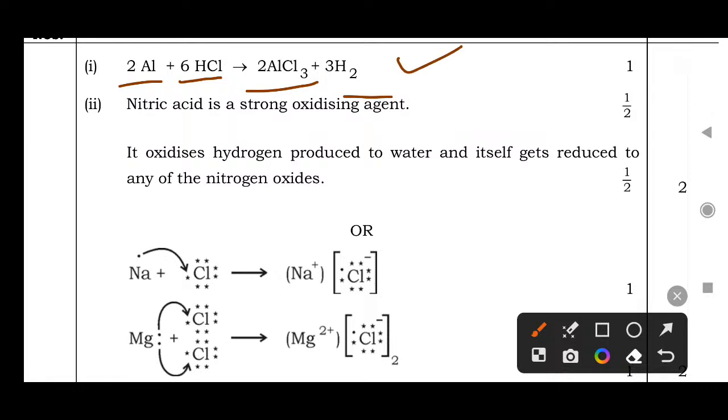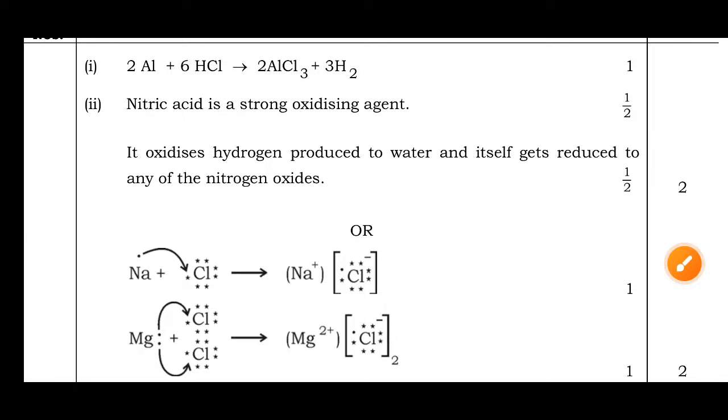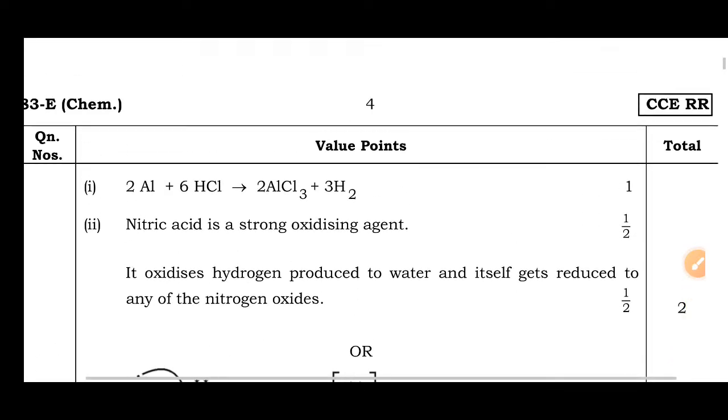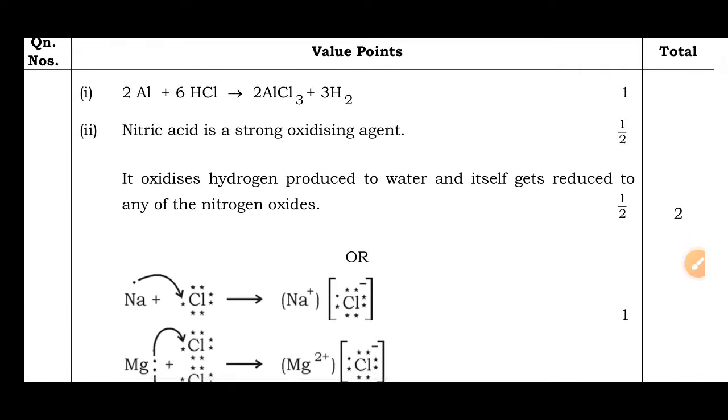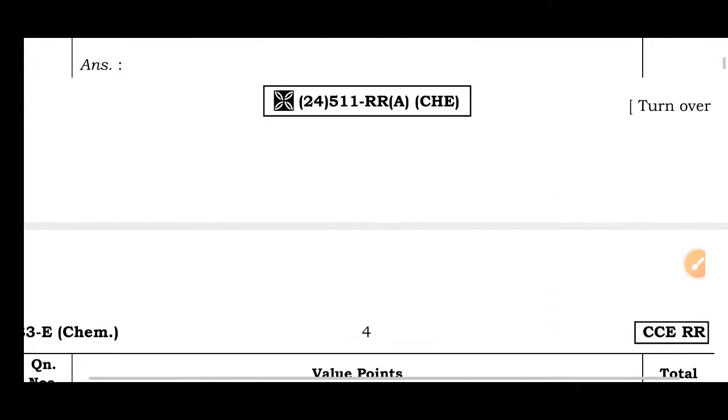You already know. Nitric acid is a strong oxidizing agent. That's why it does not liberate hydrogen gas. Whatever hydrogen gas is formed, that binds with the oxygen. That's why hydrogen gas is not liberated whenever nitric acid reacts with metals. It oxidizes the hydrogen produced to water and itself gets reduced to any of the nitrogen oxides.